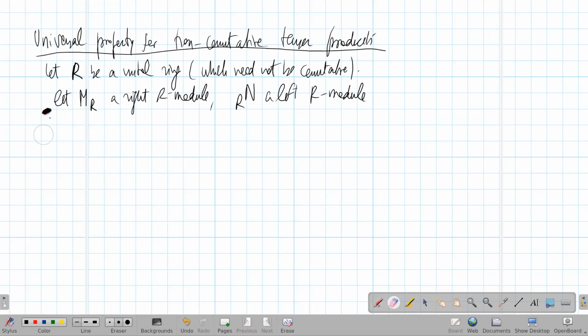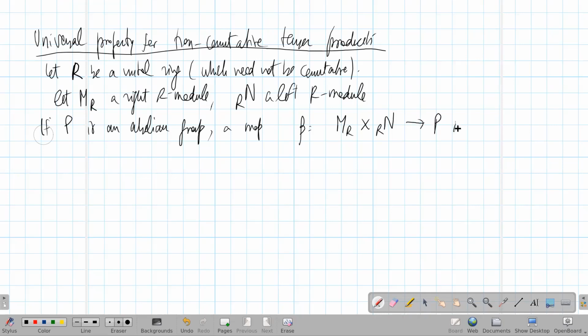Let's define another thing. If P is an abelian group, so note that just an abelian group, not a module, a map, let's call it beta, from M times N, this is just the Cartesian product, to P is called bilinear if it satisfies three conditions.